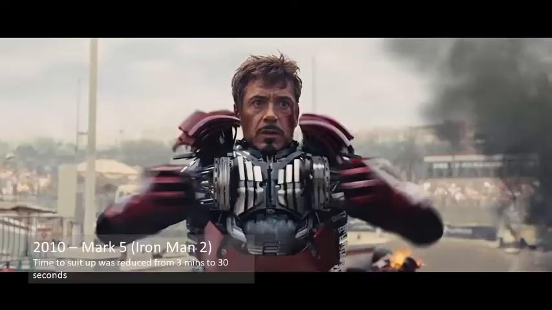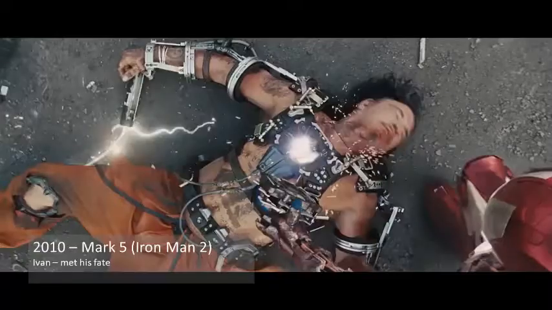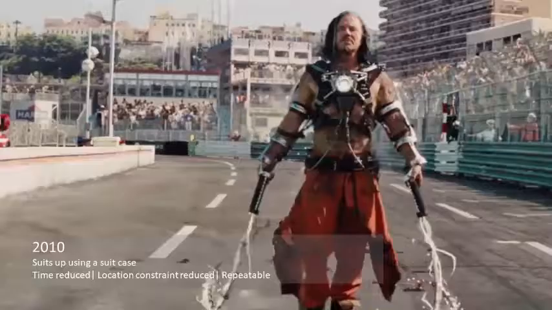And at that moment that was enough for him to neutralize Ivan, and he was able to neutralize Ivan on the racetrack, and therefore he was able to solve that very big problem of making sure that the suit is still repeatable. He's removed the location constraint, and guess what? Since he had spent 2 years while building the suit, he reduced the time to wear the suit from all the way to 3 minutes in Iron Man 1 to 30 seconds. So the time was reduced as well. But the biggest constraint that he removed was to make the suit wearing repeatable. And as I said earlier, the first thing that comes to your mind is to make it repeatable by putting the suit in a suitcase. So it's as intuitive as that.